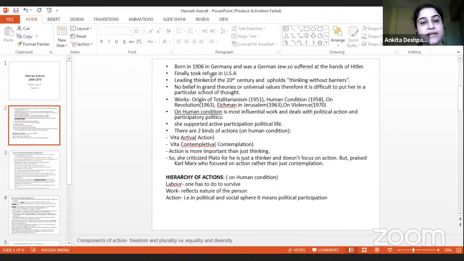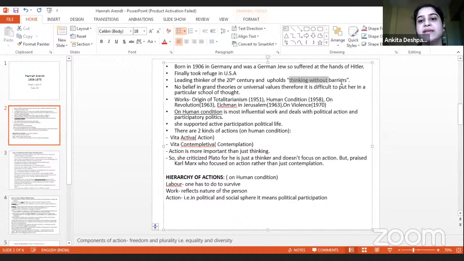Okay, she is a leading thinker of the 20th century and believes in thinking without barriers. All right. See, her writing is for herself. She's not writing it for you and me to understand. All right. So because of that, her thinking is thinking without barriers. So she gives her own interpretation to the words. So power has been interpreted by her in her own context. All right. That's why she does not believe in any grand theories or universal values. So it is very difficult to put her in a particular school of thought. Neither can we call her liberal nor socialist, nothing. All right. Because she does not believe in grand theories. She believes in thinking without barriers.